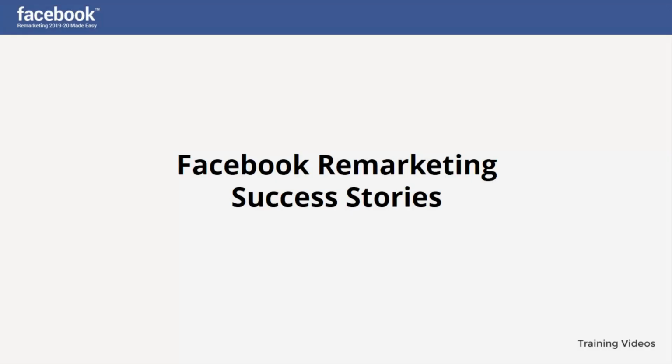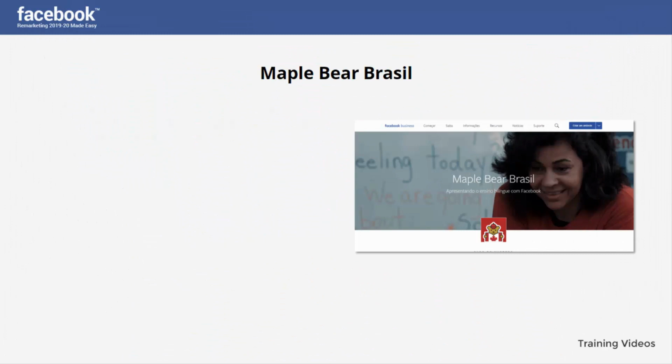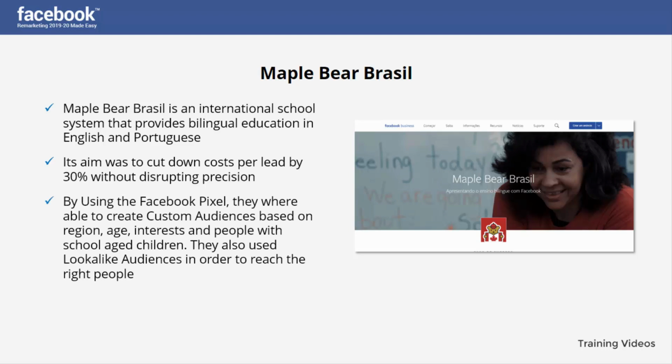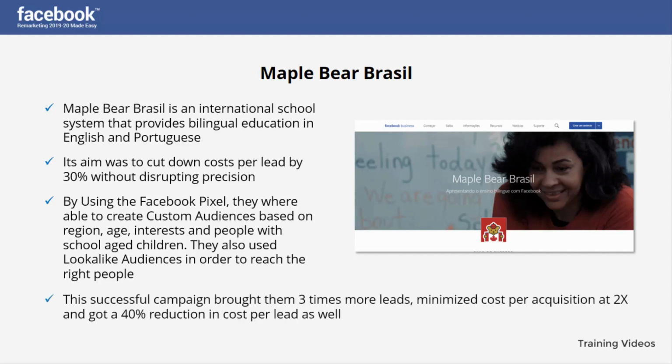Facebook remarketing success stories. Maple Bear Brazil. Maple Bear Brazil is an international school system that provides bilingual education in English and Portuguese. Its aim was to cut down costs per lead by 30% without disrupting precision. By using the Facebook Pixel, they were able to create custom audiences based on region, age, interests, and people with school-aged children. They also used lookalike audiences in order to reach the right people. This successful campaign brought them 3 times more leads, minimized cost per acquisition at 2x, and got a 40% reduction in cost per lead as well.